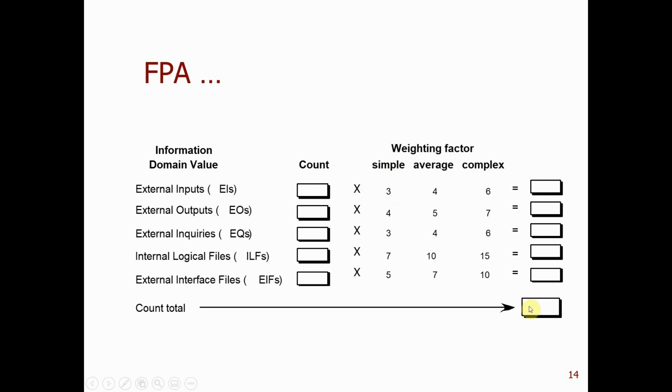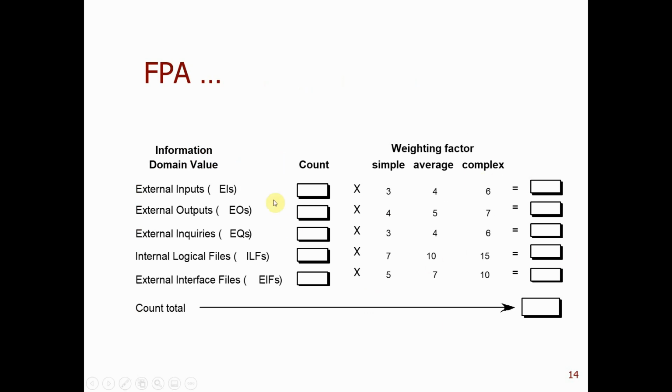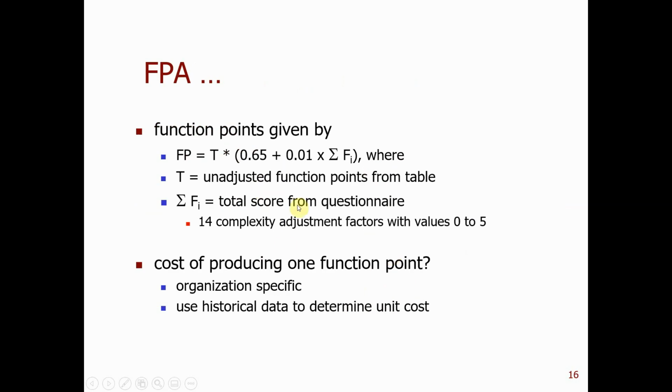Once you have the counted total, you need to answer these 14 questions, which we call the function point value adjustment factors. For each of them, you give a 0 to 5. If backup is required, 0 means no need to back up anything, and 5 means absolutely, you must have a backup. So answer these 14 questions and give 0 to 5 for each of them. Then we bring in the total, the unadjusted total.